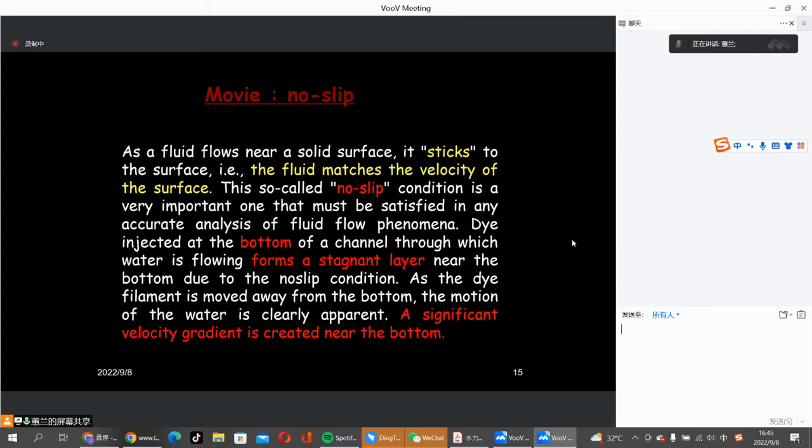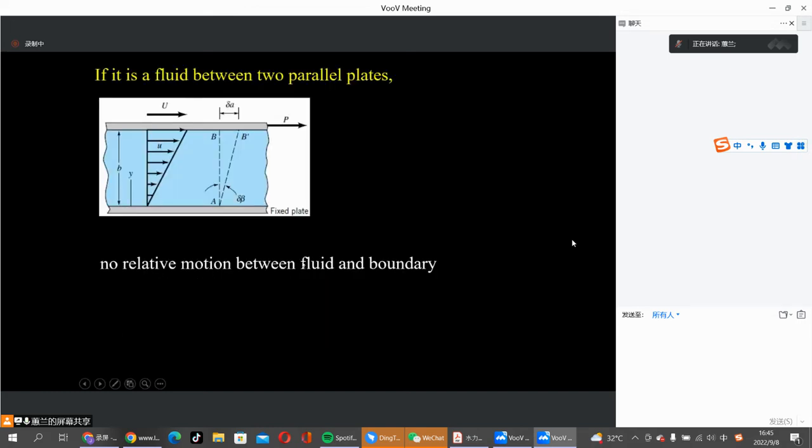We also introduced a very important boundary condition for fluid. When fluid moves past a solid boundary and contacts it, there is a very important boundary condition we call the no slip boundary condition. That means the fluid will have the same velocity as the solid boundary, or the relative velocity to the solid will be equal to zero.